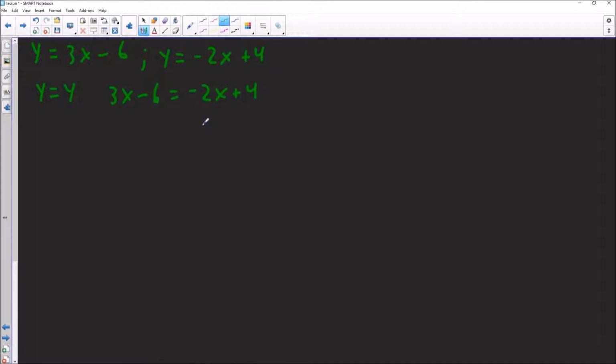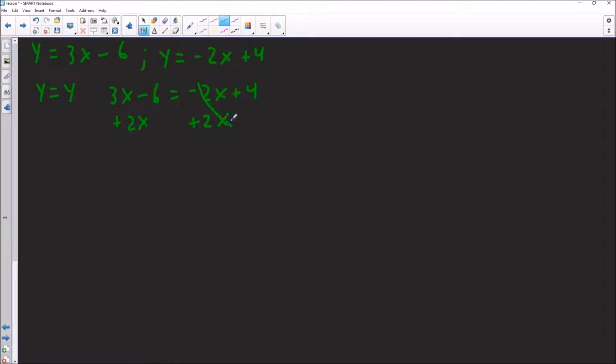Now all we need to do is get all the x's on one side and all the integers on the other side, and we can figure out what the x value of the point where those two lines would cross is. So to do that, I'm going to move all the x's over to this side and all the integers over to this side. You could do it the other way. There's no right or wrong way to do it. I usually look and see, okay, which is the easiest one? Well, I think adding 2x is easier. Like I say, it's a matter of personal preference.